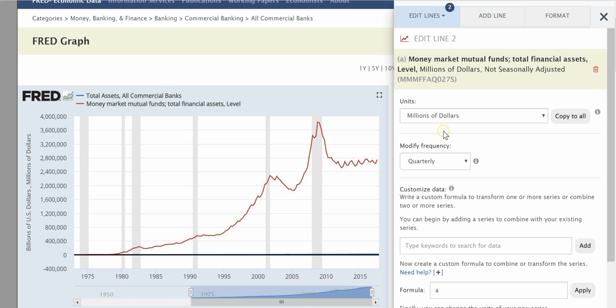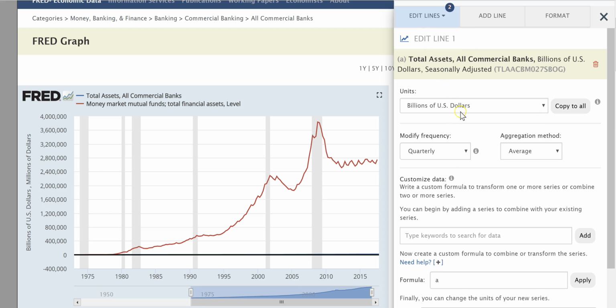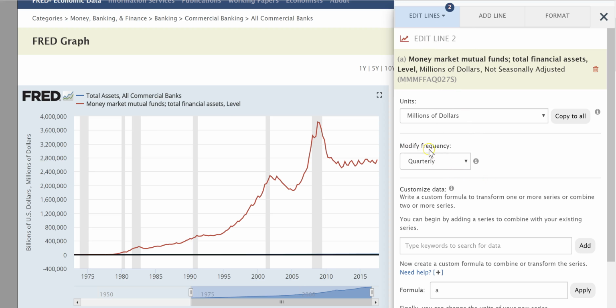Here you have to be very, very careful, because if you read the units here, which stands for the units of this data, here it's millions of dollars. But if you go to the first data, that's actually in billions of dollars. So these two data series have different units, but frequency wise, both are now quarterly, so we don't have to do anything here.